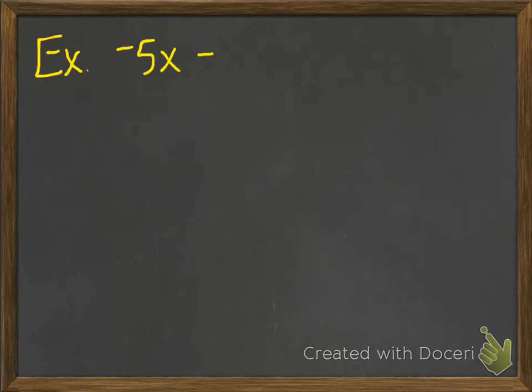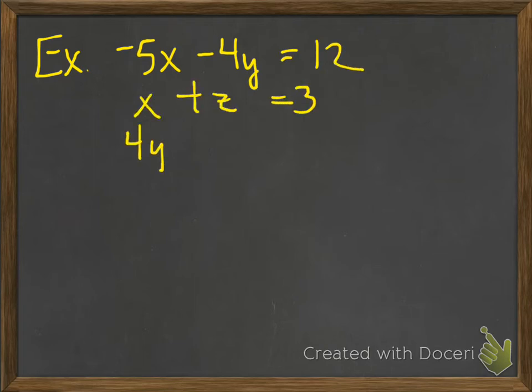Now let's look at, say, 3 equations, 3 variables. Negative 5x minus 4y is equal to 12. X plus z is equal to 3. 4y plus 3z is equal to 10. Now I purposely did this one because I knew I was going to be running short on time, where on any equation you're missing a variable. But what 3 variables do you see overall?